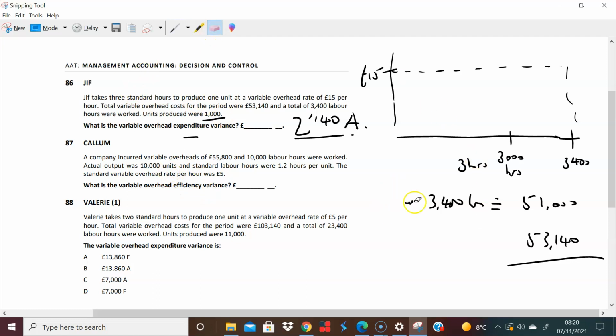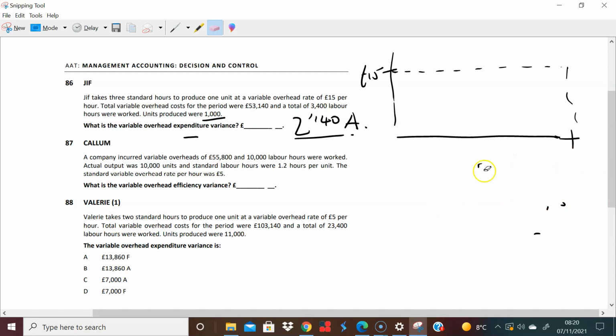Okay, let's look at this next one, Callum. Like I said, I'll just borrow this page and use the same table, take the numbers out and replace them with the numbers we now need for this one. A company incurs variable overheads of 55,800 and 10,000 labor hours were worked. So they did 10,000 hours. Actual output was 10,000 units and the standard labor hours are 1.2, so I'm expecting you to use 1.2 labor hours per unit. Therefore, for 10,000 units, you should be using 12,000.